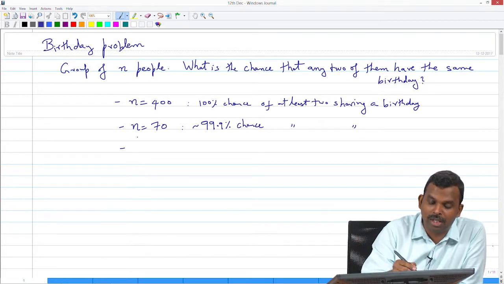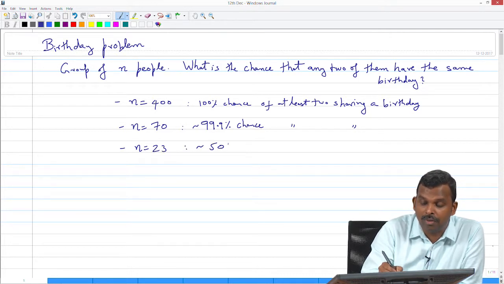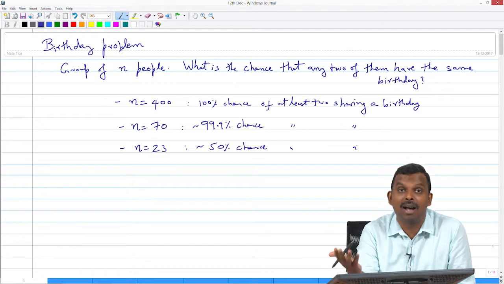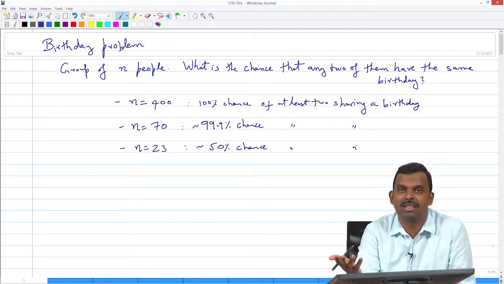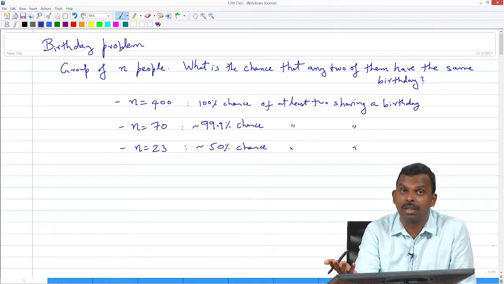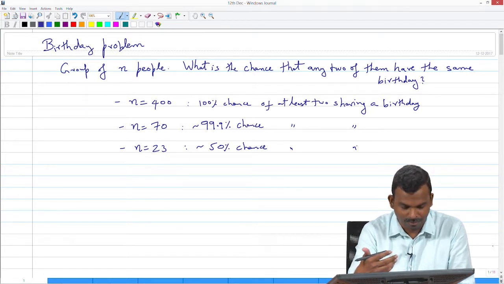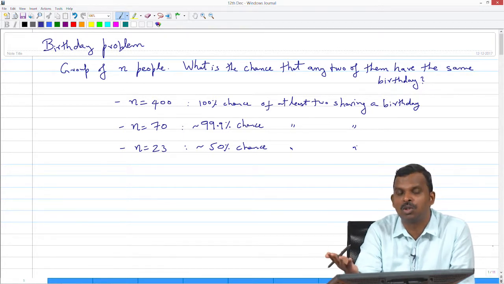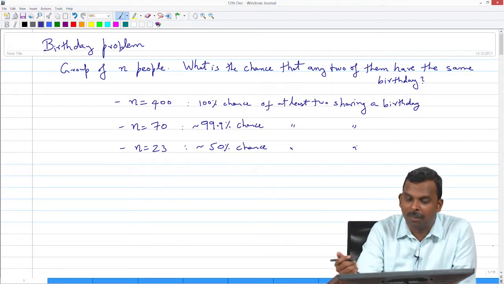In fact, much more interestingly, if n is 23, it turns out there is roughly a 50% chance. Even if you have only 23 people in a group, with probability half, which is quite high if you think about it, two people have the same birthday. Of course, with 23 people it may happen that no two people share a birthday, since it is only 50%, but at 70 it becomes almost 100%.